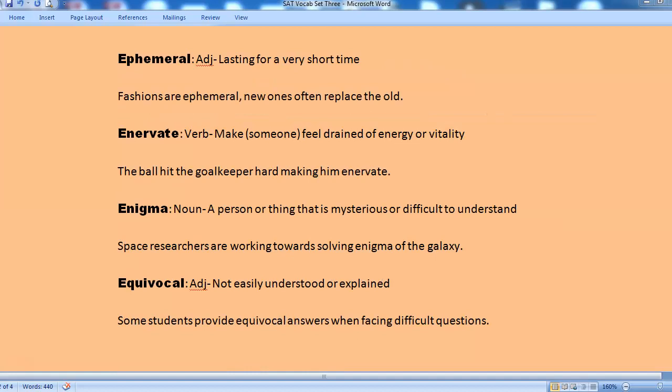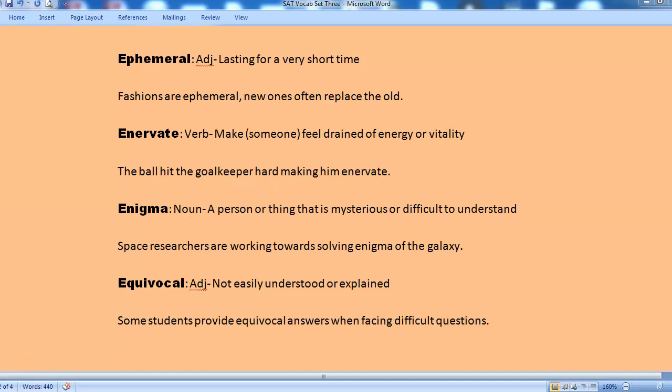The next word that we are looking at is ephemeral. Ephemeral is an adjective and what it means is lasting for a very short time. Fashions are ephemeral. New ones often replace the old.